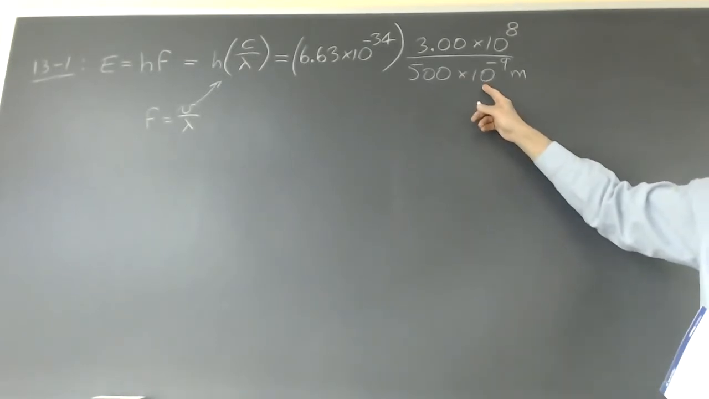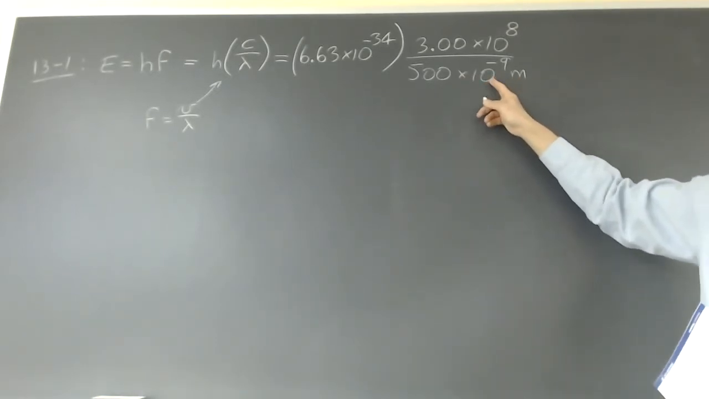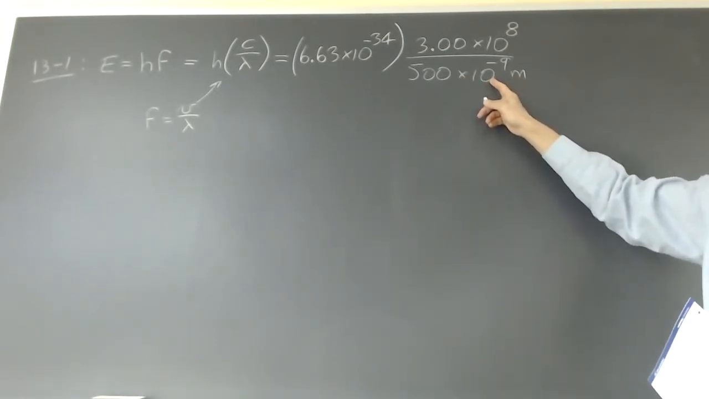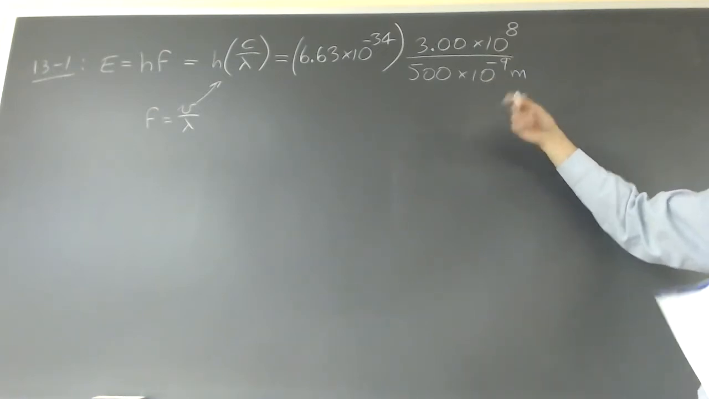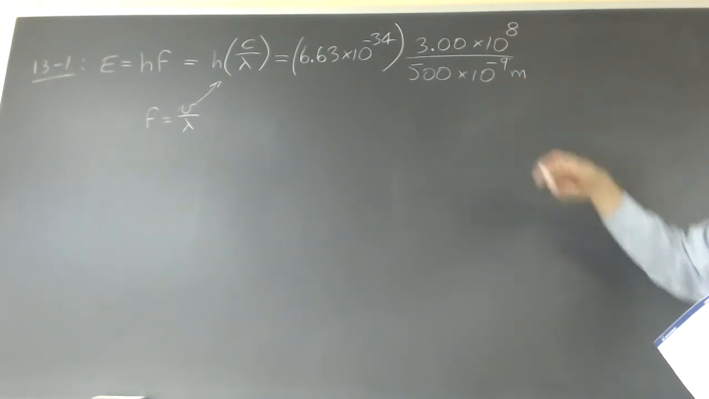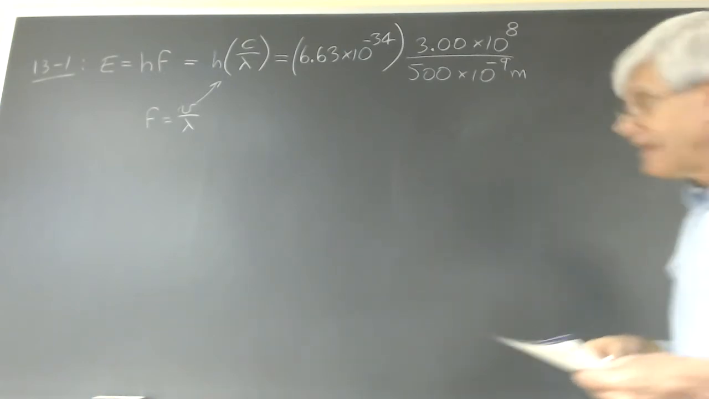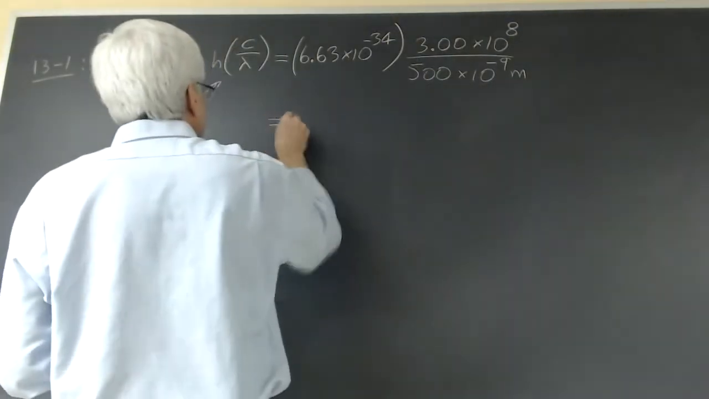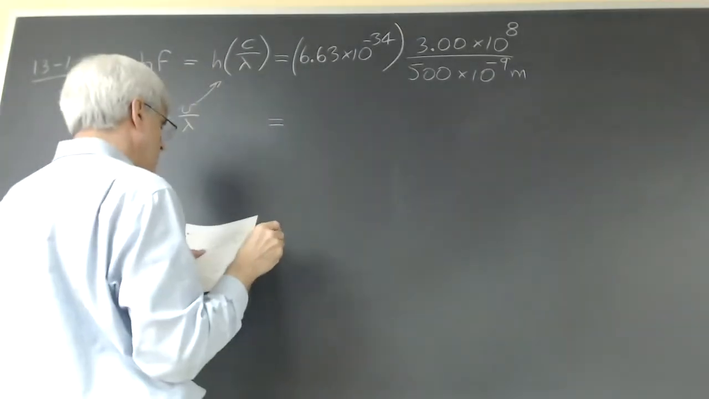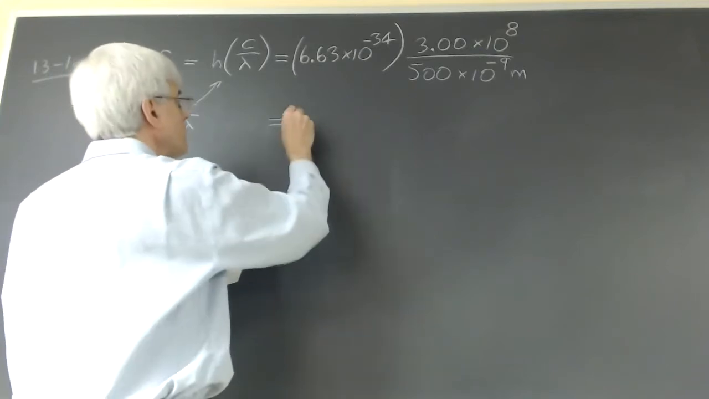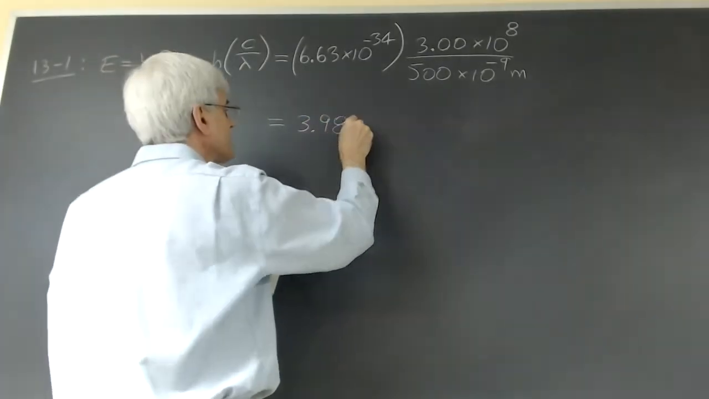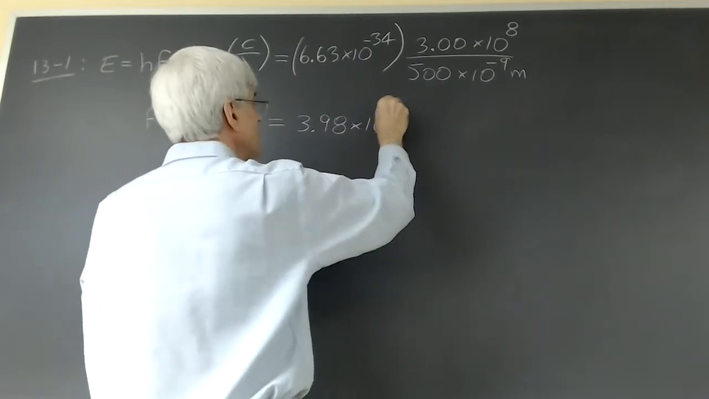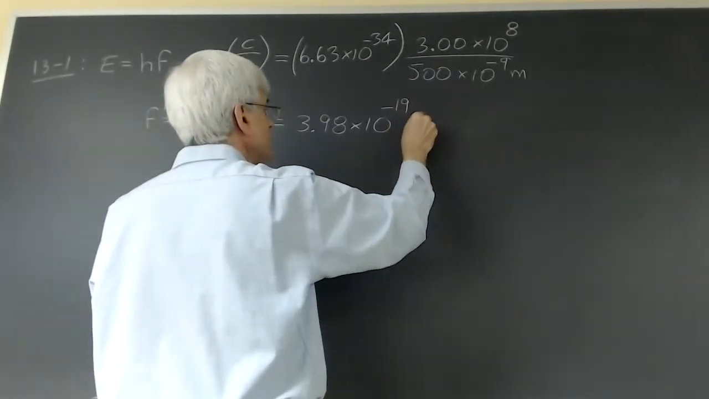(500 nanometers). Nano means 10 to the minus 9th. Your calculator should accept it like that, or although standard form would be 5 times 10 to the negative 7. Whichever way you put that in the calculator, it should come out 3.98 times 10 to the negative 19 joules.